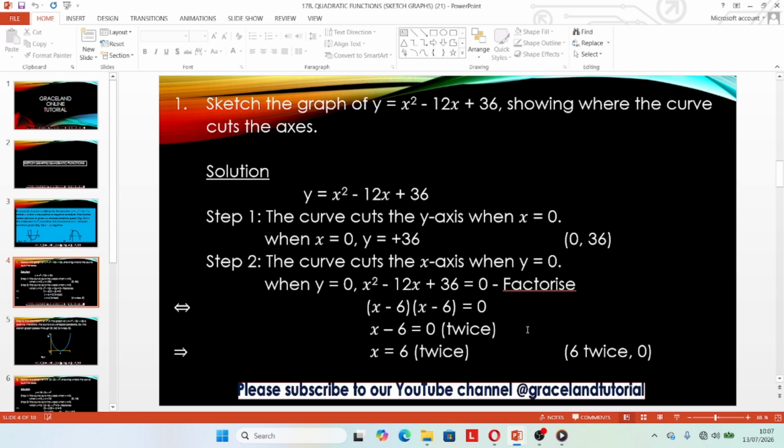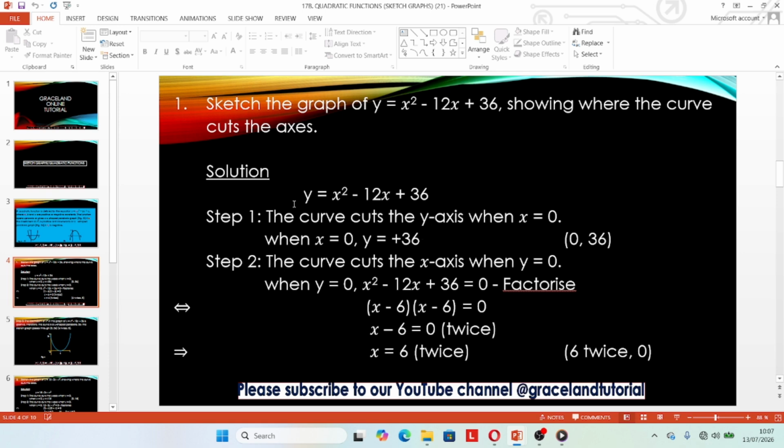Now let's look at example 1. You are asked to sketch the graph of y is equal to x squared minus 12x plus 36, showing where the curve cuts the x-axis. First, to know where the curve cuts the axes, x must be equal to 0 and also y equal to 0.